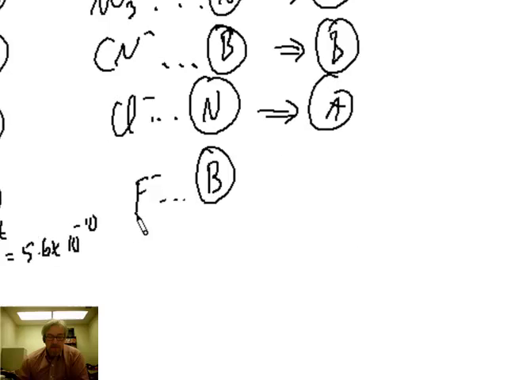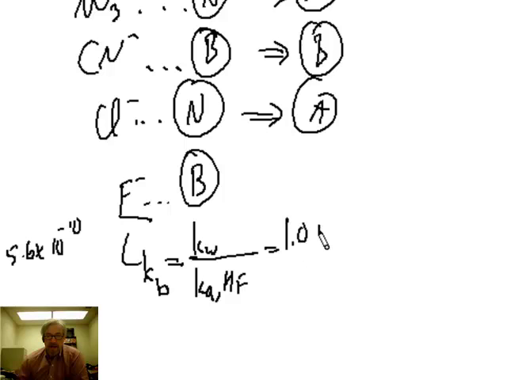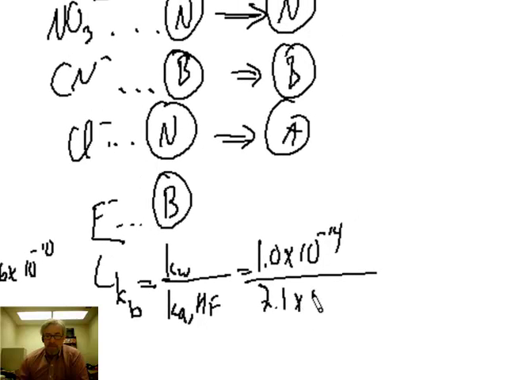Now we also need to find the Kb for F minus, and we're not going to find that in any chart because it is usually thought of as just the conjugate base of HF. So we'll take Kw and divide it by the Ka for hydrofluoric acid. So Kw is 1 times 10 to the minus 14th, and the Ka for HF you can look up, and it's 7.1 times 10 to the minus 4th. So if we do this arithmetic, we find that it's 1.4 times 10 to the negative 11th.